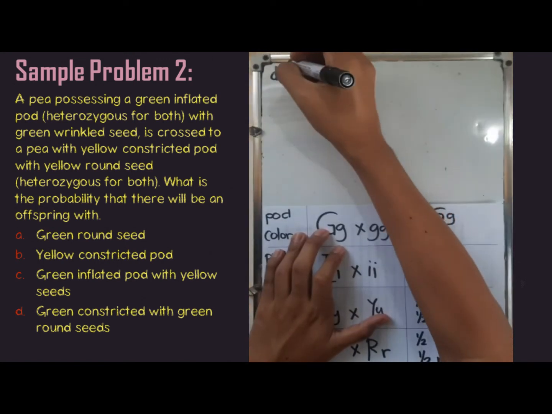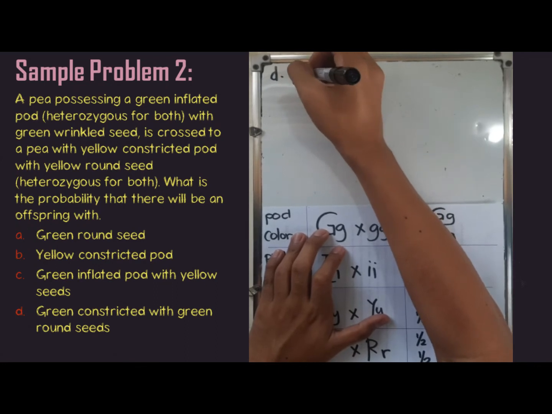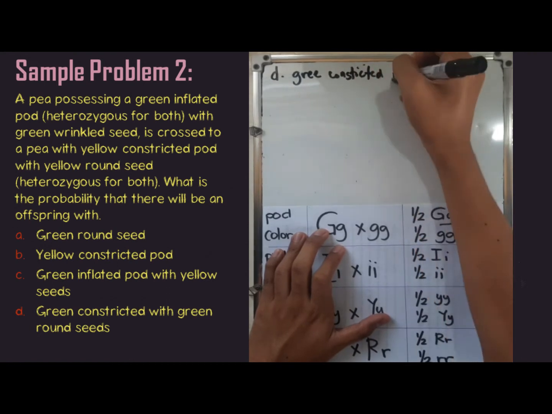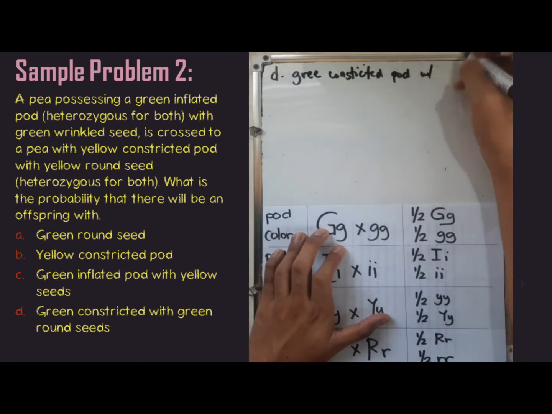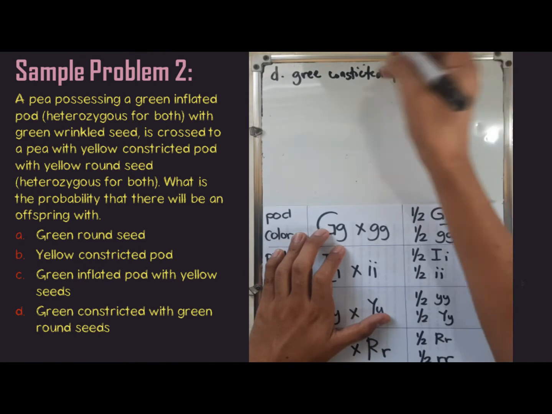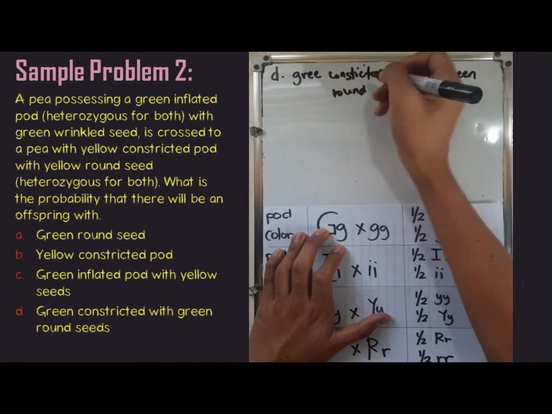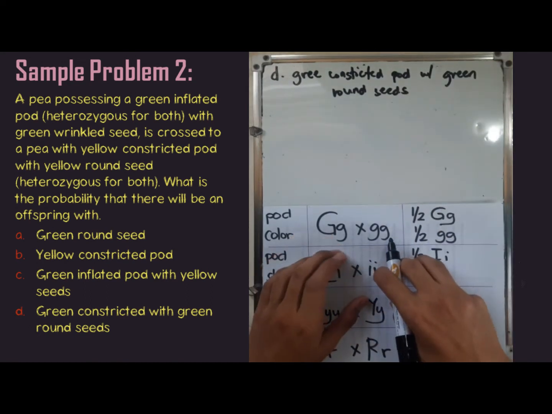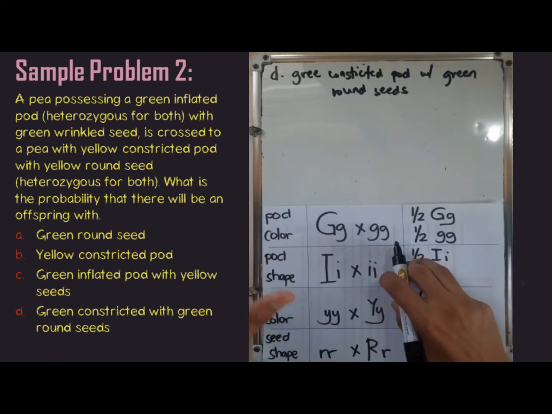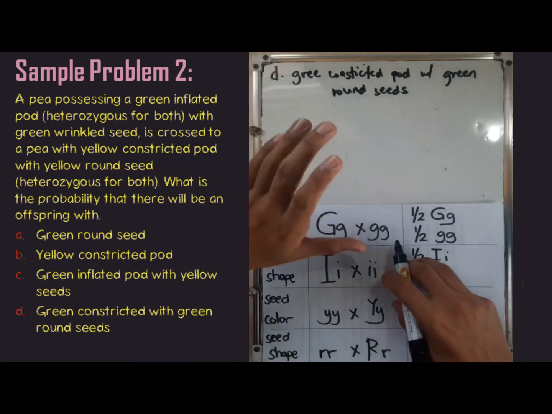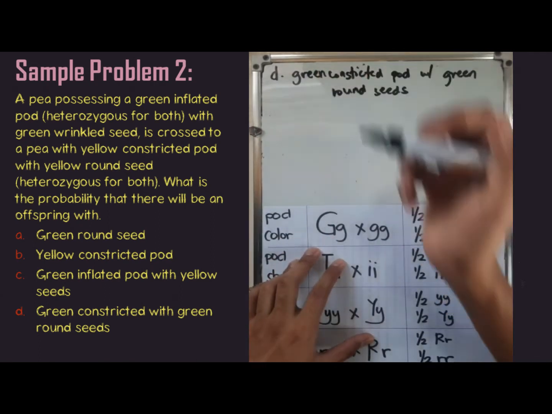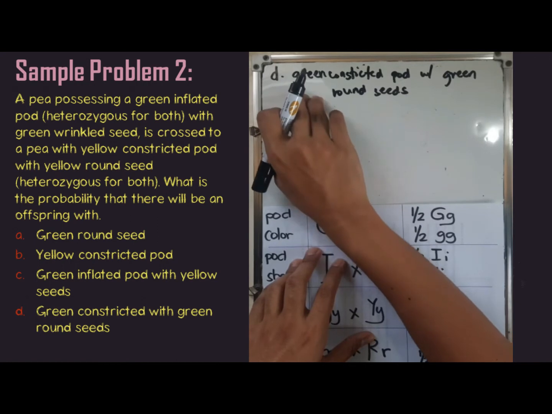It is now asking for the probability that the offspring would possess green constricted pod with green round seeds. Okay, so we now have here the presence of 4 traits. Now let's give the probability to every single one of them before we multiply them, for us to have the probability for this particular offspring. So, let's start with the green constricted pod.